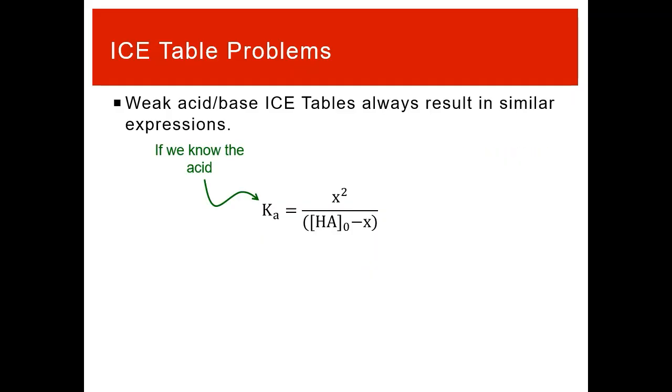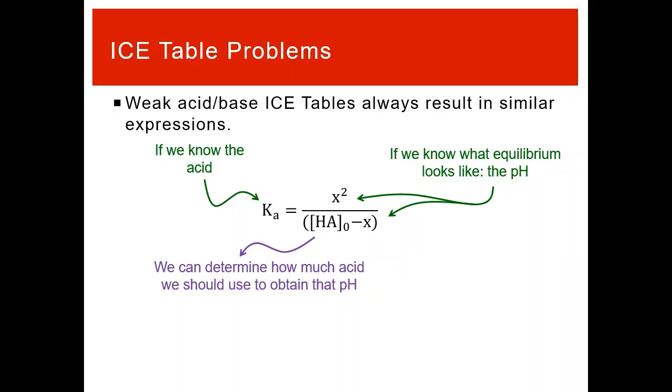Finally, if we know the acid, and we know what equilibrium looks like, right? What the pH is going to be at equilibrium, then we can determine how much acid we need to use to obtain that pH. This is along the lines of what the recipe is. You're going to use a certain acid and you want to have a certain pH. Well, what sort of concentration of acid do you need to start with?